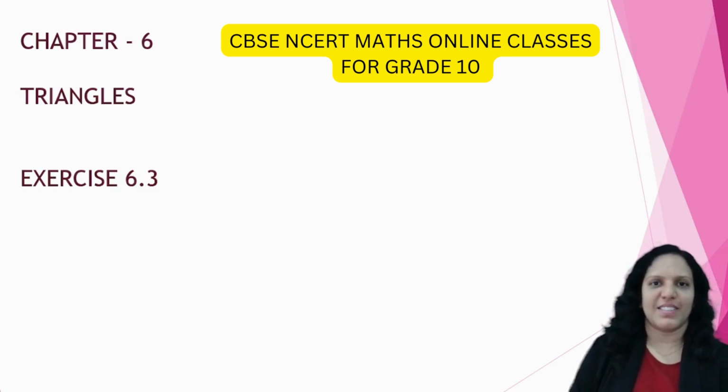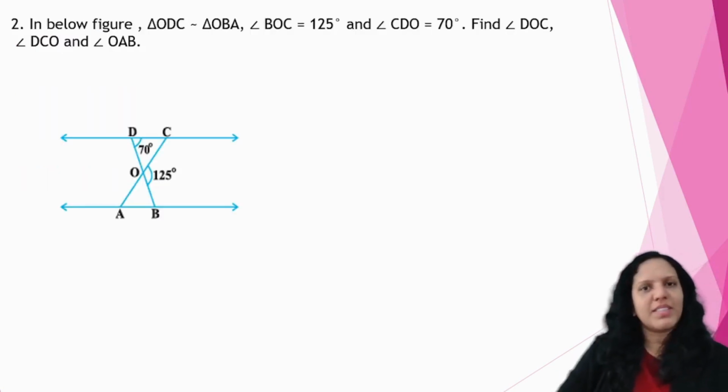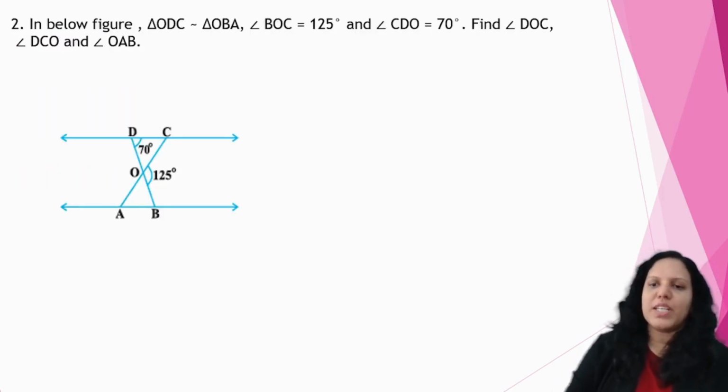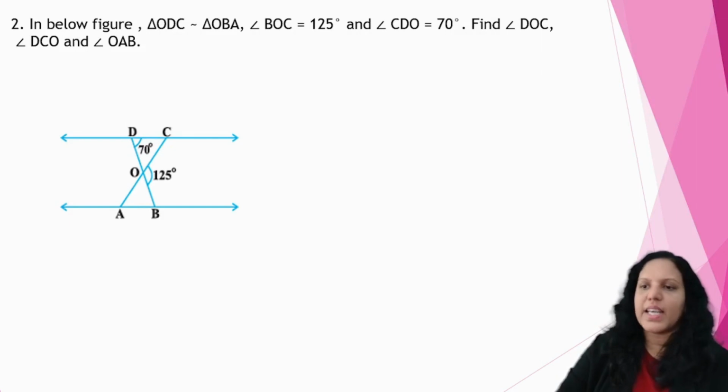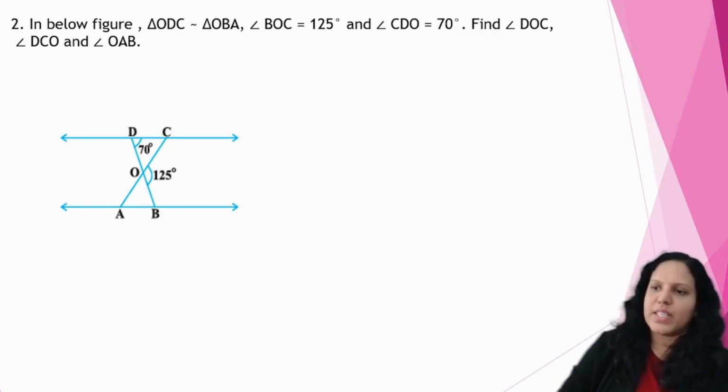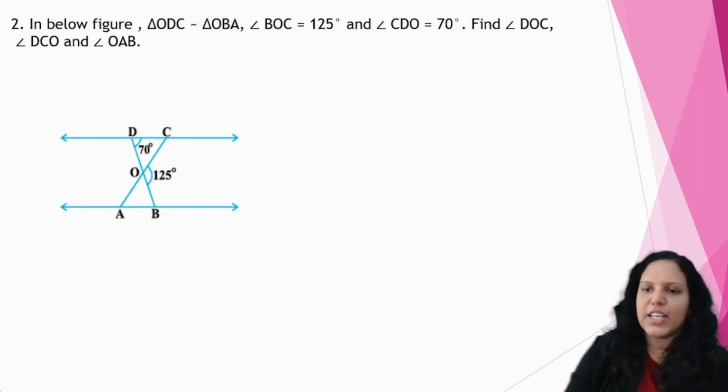So let's start. Second question from exercise number 6.3. In the below figure, triangle ODC is similar to triangle OBA, angle BOC equals 125 degrees, angle CDO equals 70 degrees. Find angle DOC, angle DCO and angle OAB.